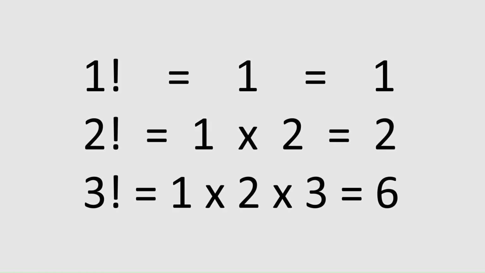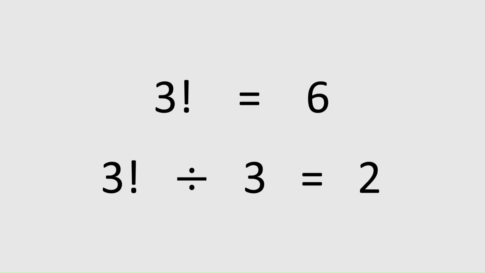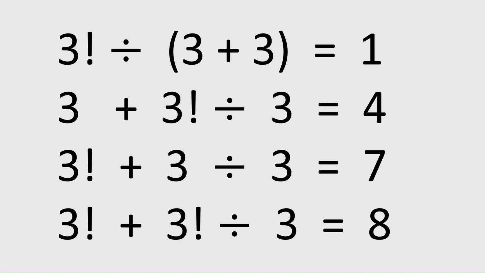We need to introduce a new symbol, the factorial. And by new symbol, I mean old symbol, because everybody knows what this is, everybody knows what it does, but it does give us a way to make 6 using only 1 3. So with it, we can make 2 as well. This allows us to make 1, 4, 7, and 8 using only 3 3s.